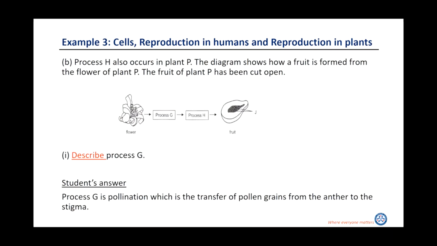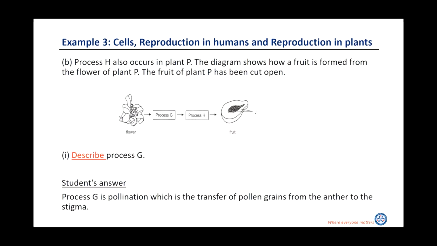B. Process H also occurs in plant P. The diagram shows how a fruit is formed from the flower of plant P. The fruit of plant P has been cut open. We have a flower undergoing process G, then process H to become a fruit. Describe process G.